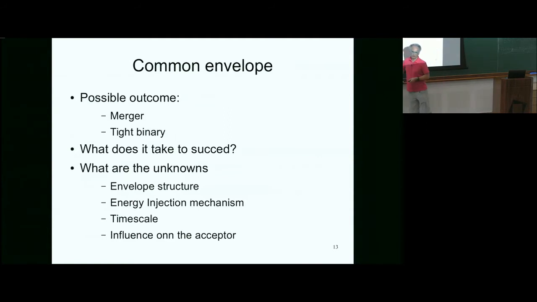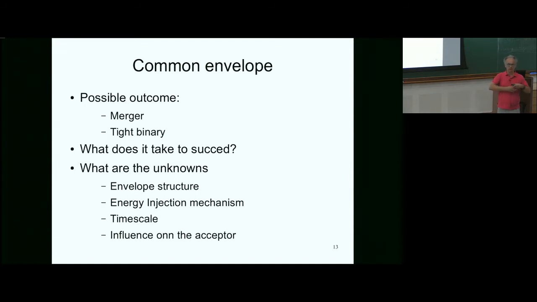Then there is a question on the time scale, and estimates of the time scale for the common envelope vary from months to 10 years. All of these time scales are very short compared to other stellar time scales. But they mean that this is not going to be easily observable. But we don't really know what the time scale is.